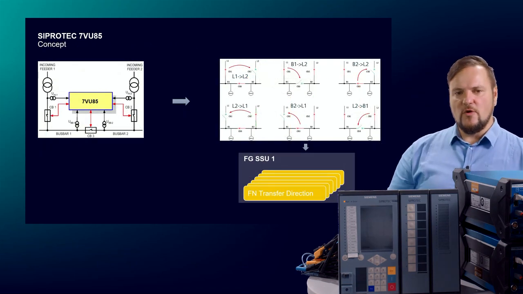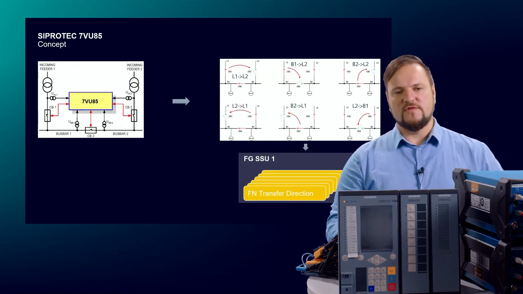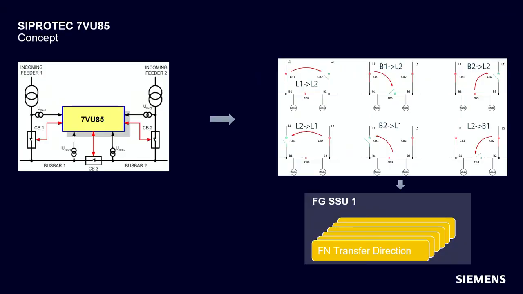So how does this work? Here on the left side, we see the application. This is, I feel, the most common application in the field. We have 2 incomers and 1 tie CB. And this is also the application we want to show today during the dynamic testing. And due to the application, we can count up to 6 transfer directions.